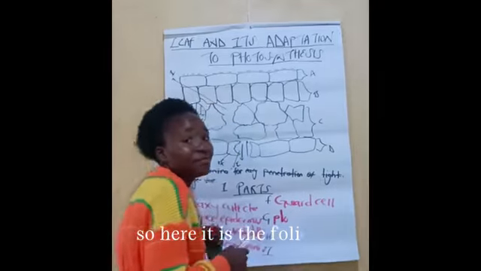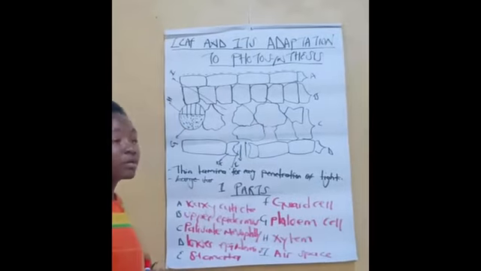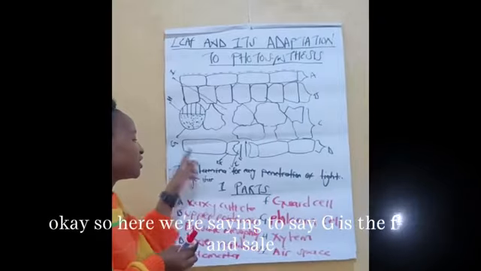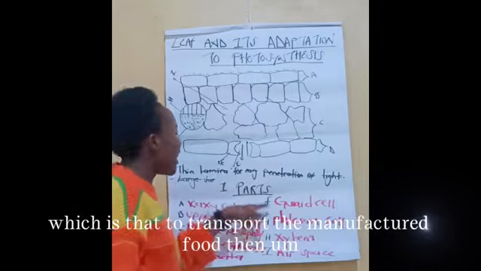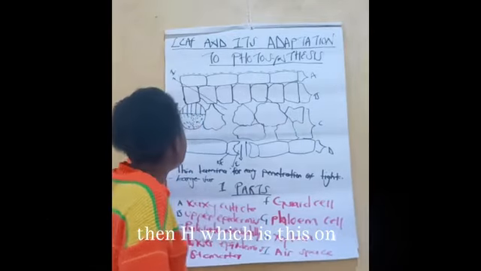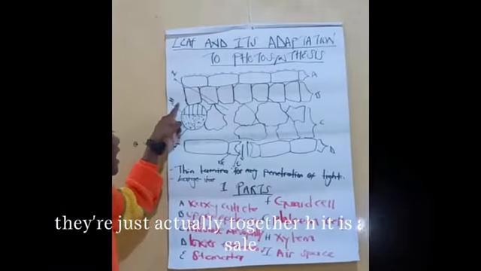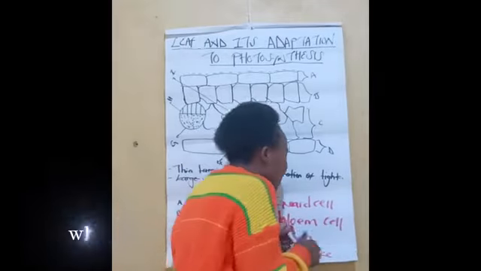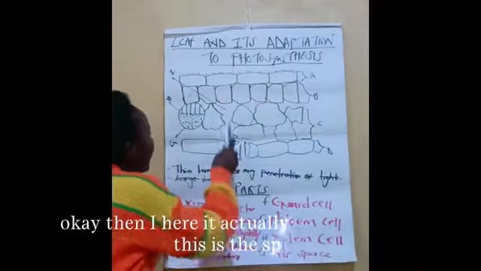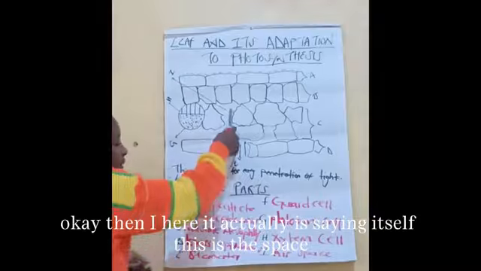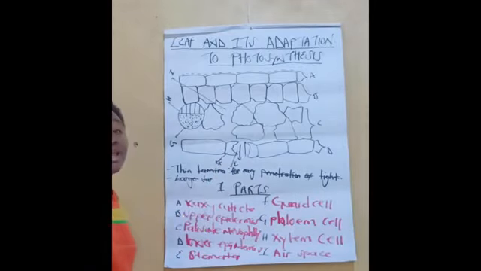Okay. So here it is the phloem cell. Here we're going to say G is the phloem cell, which is there to transport the manufactured food. Then H, which is this one, they're just actually together. H is the xylem cell, which is there to transport mineral salts. Then I, this is the space, so it's going to be known as the what? The air space.